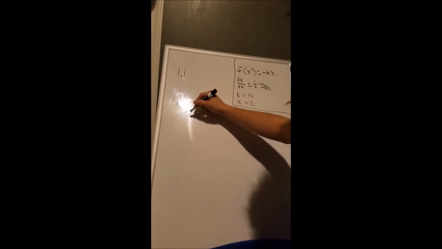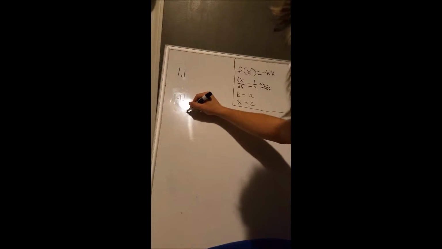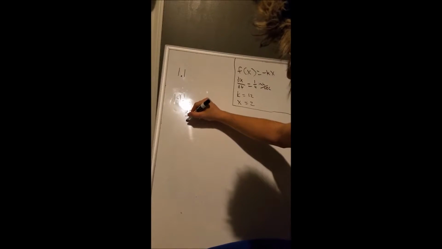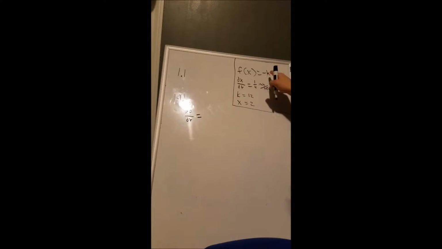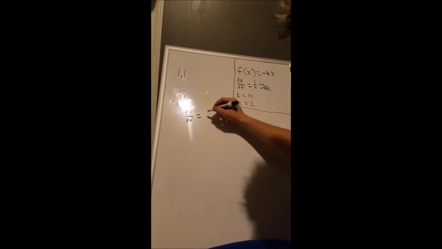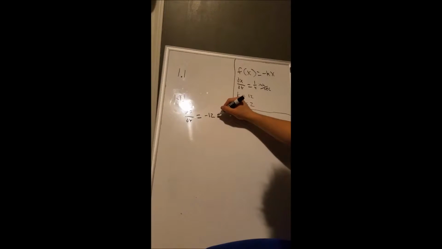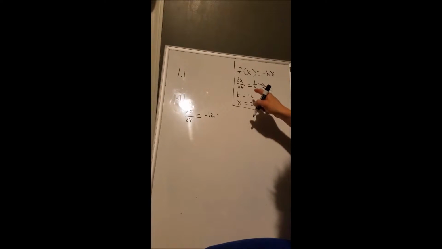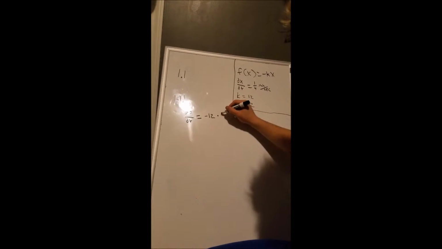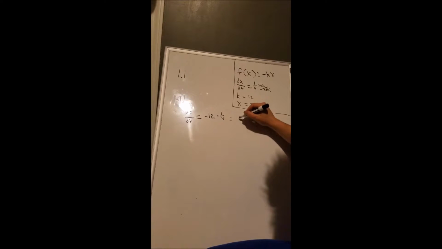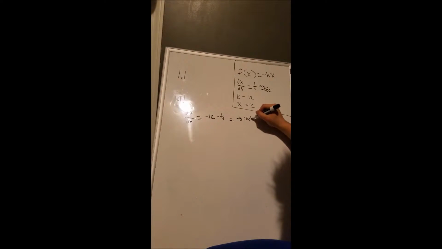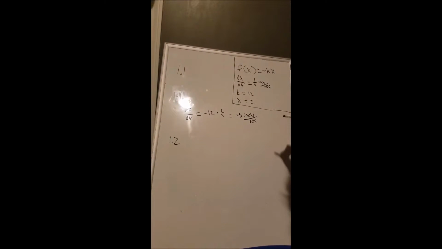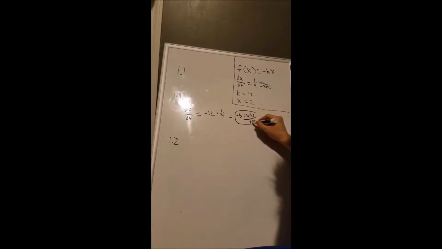So to find the derivative of f of x, we do df dt is equal to negative kx, and for k we can do 12, so we'll say negative 12 times dx dt, which is 1/4, and that is equal to, so the df dt for A is negative 3 inches per second. That concludes our answer for 1.1.